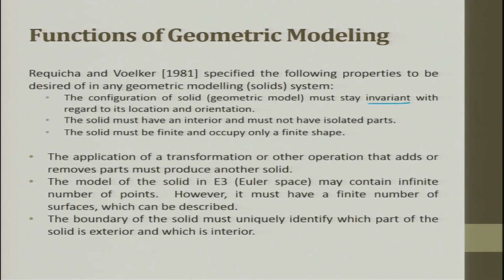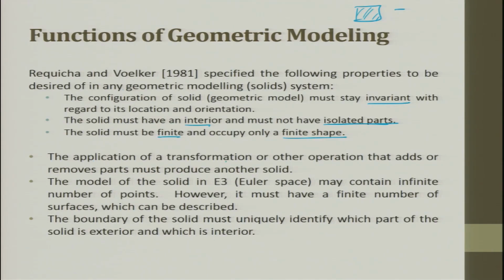The solid model must have an interior and must not have isolated parts. For example, you cannot have something like this and say these two are interlinked. No. The solid must be finite and occupy only a finite space. It should be a closed volume. That is why you can do mass calculation, inertia calculation, volume calculation and CG calculation. It must occupy only a finite shape.